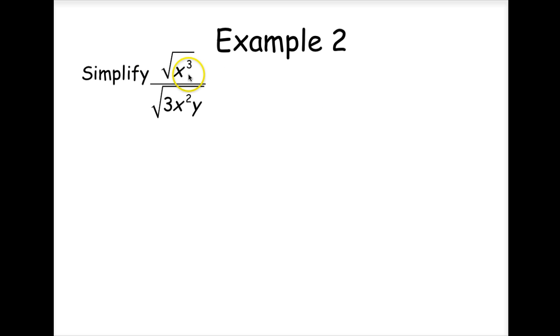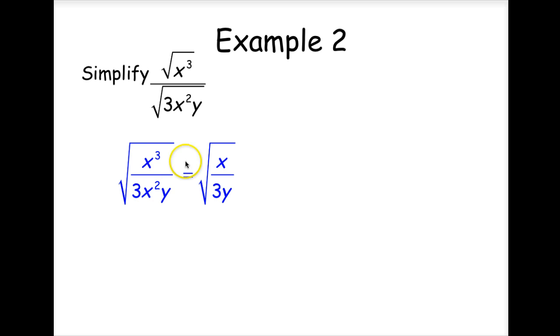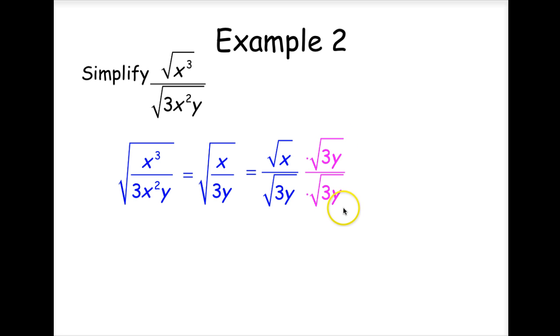Okay, we're to simplify this one. Same index, so we can write them under one radical. Then let's begin simplifying. We have an x in the numerator and the denominator. Now we can't leave a radical in the denominator, so let's split these two and rationalize the denominator. Multiplying both the numerator and the denominator by the square root of 3y.